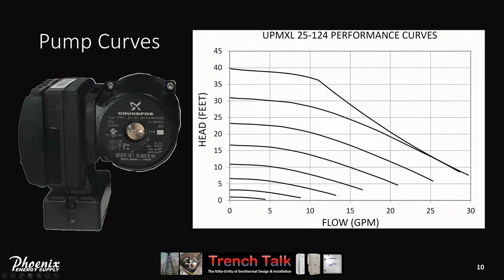Let's take a look at the up-and-comer, the Grundfos variable speed UPMXL, or 25-124. It is a variable speed pump. So the pump curve does look different. These are at different RPMs. But what is the maximum capacity of this pump? At 15 GPM, it can produce roughly 28 feet of head.